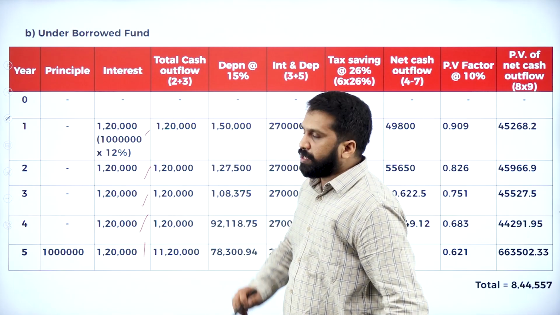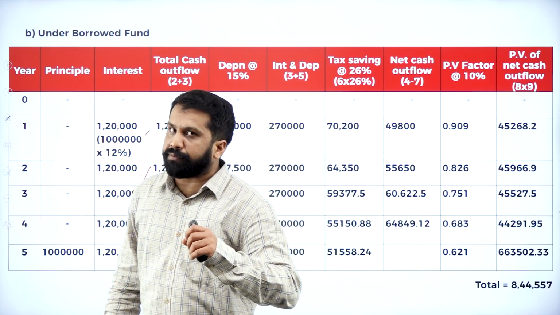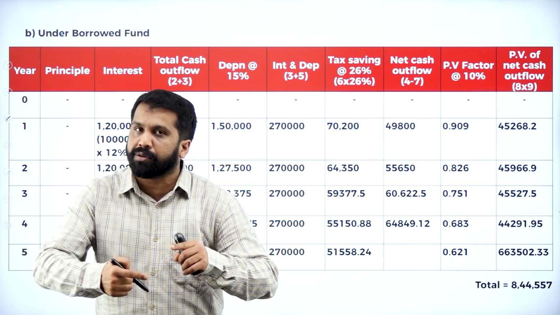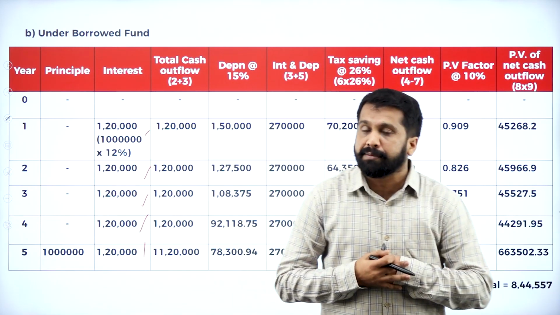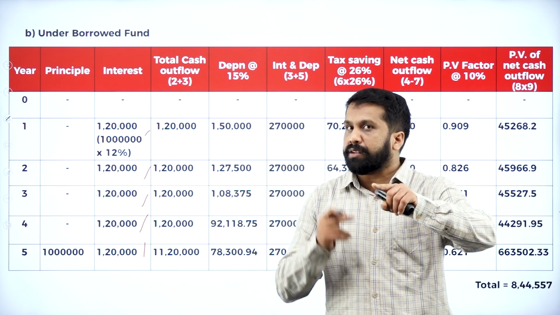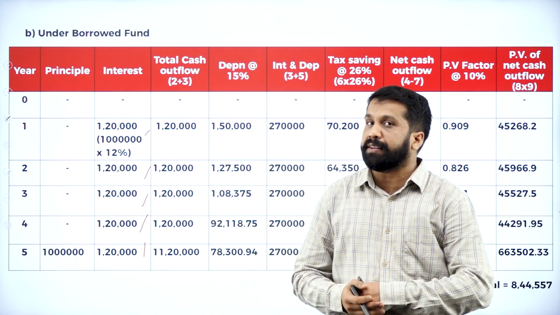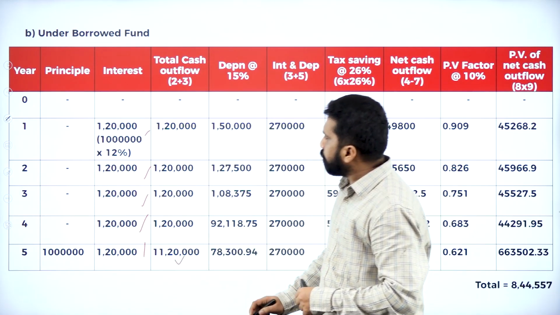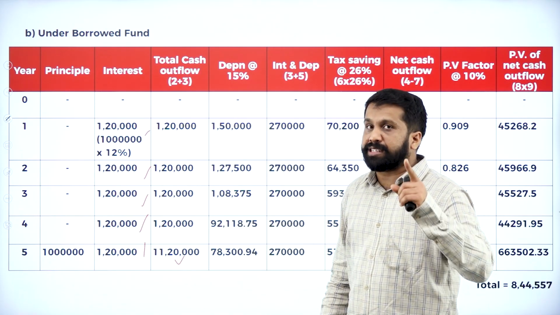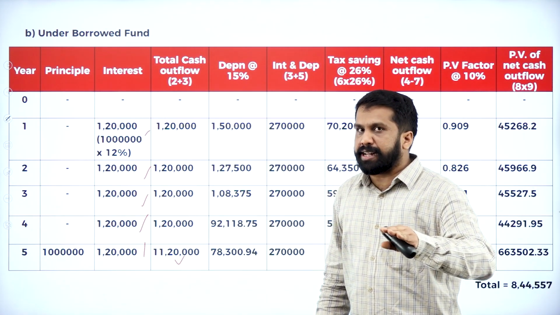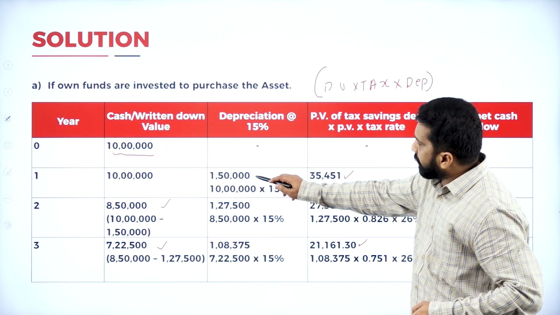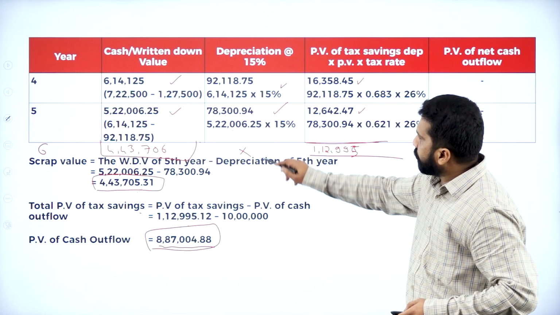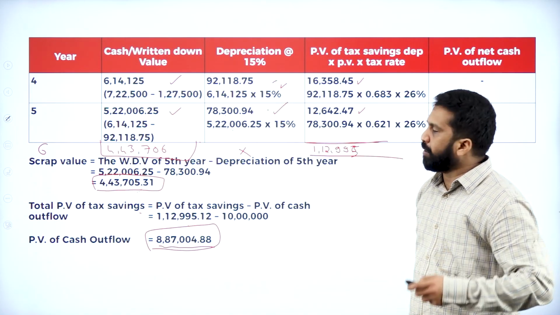Now, in the 5th year, you will not pay only 1,20,000. You have to repay that amount. I have taken 10 lakh from you. End of 5th year, I am supposed to pay 1,20,000 plus 10 lakh. 11,20,000 I am supposed to pay. Everything is done. What is the depreciation? Don't calculate again. Go back to your previous one. Already calculated depreciation. Just copy, paste.